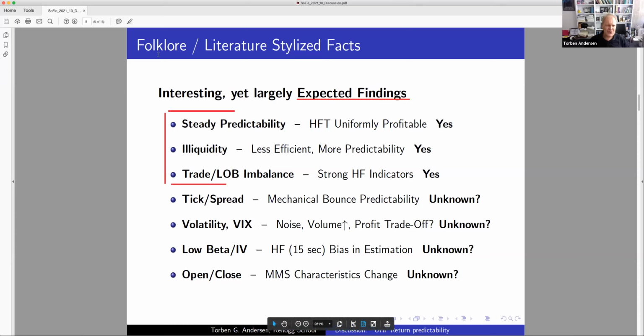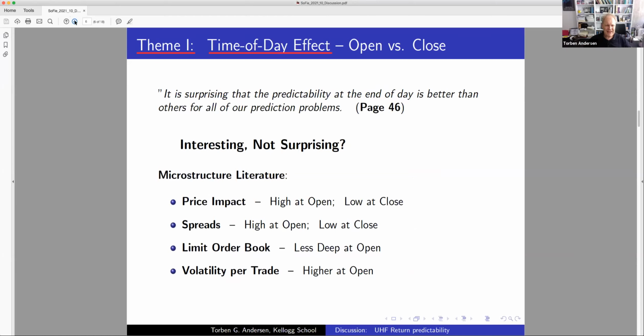the reasons underlying that might be. So what I'm going to spend most of the rest of my time on is picking four themes that I think are worth contemplating deeper, to try and understand the results they found and how they might relate to our views of the microstructure of the markets.